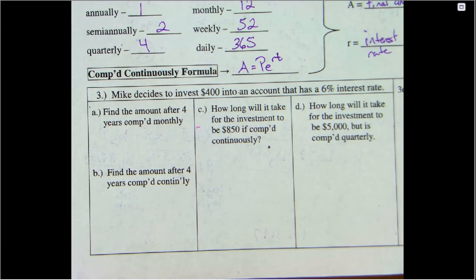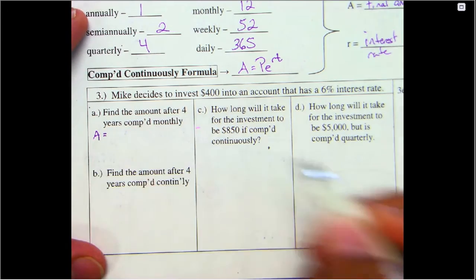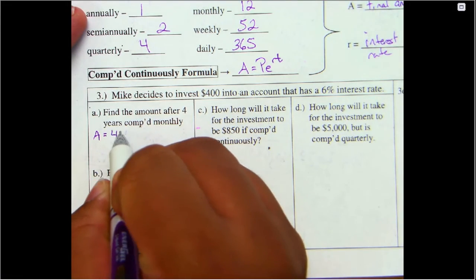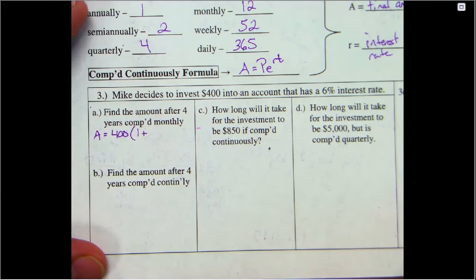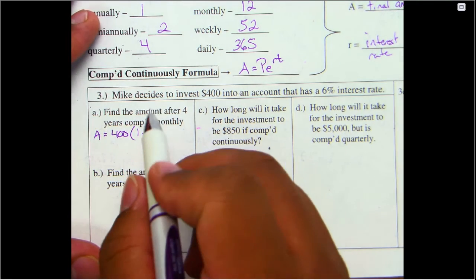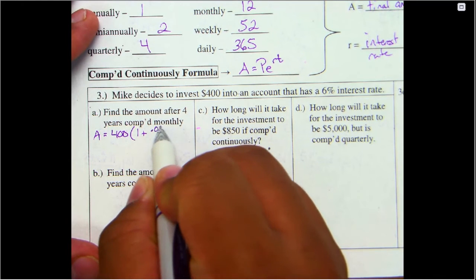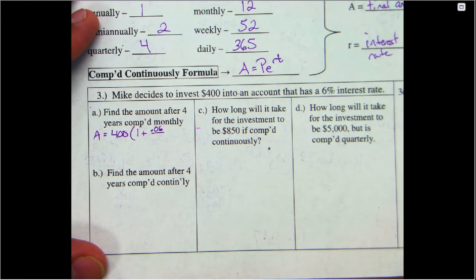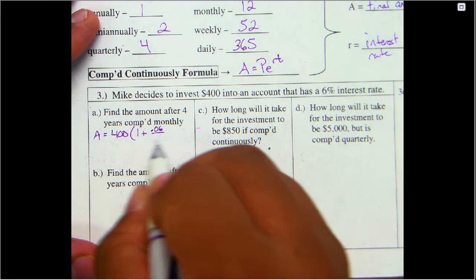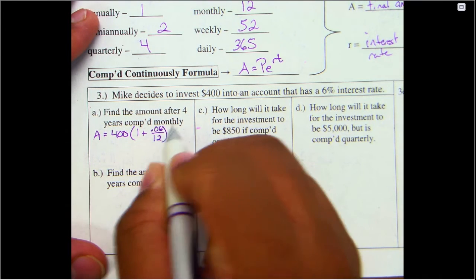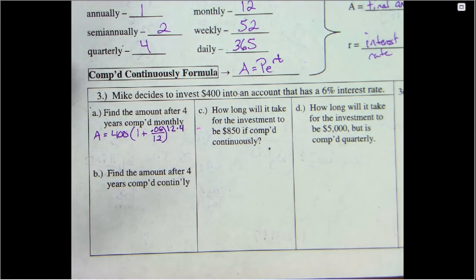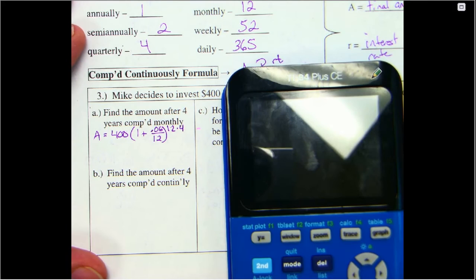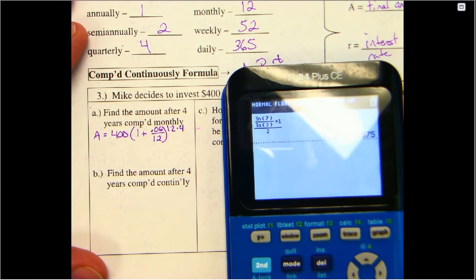What are you trying to find? You're trying to find A, right? So A equals 400 times 1 plus, what's the rate? 0.06 converted to a decimal. Compounded monthly, so what is N? And 12 times 4, because 4 is T. So type that in your calculator.